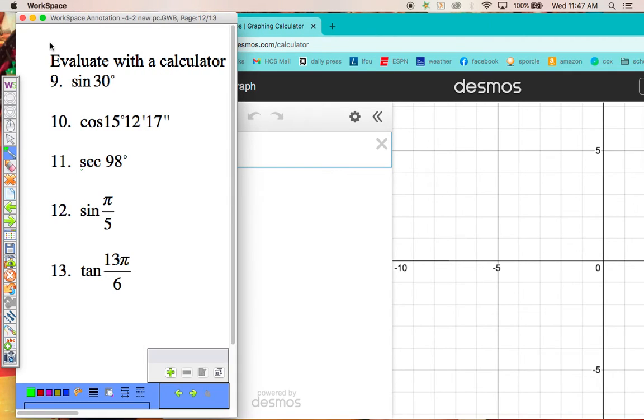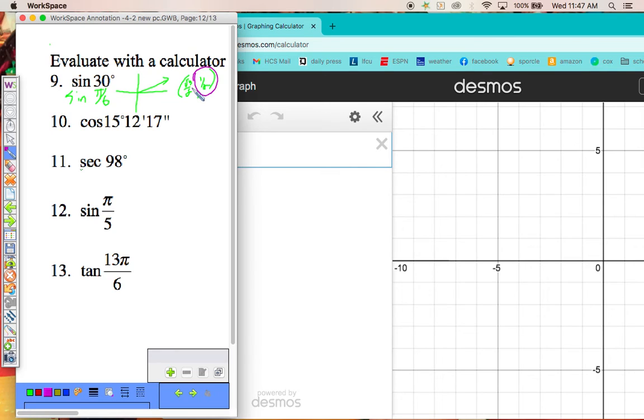Sine of 30 degrees. A 30-degree angle is going to be here, which is the same as pi over 6. Okay, we're going to get to the calculator in a minute. 30 degrees and pi over 6 are the same. We know that pi over 6 is square root of 3 over 2, 1/2. So the sine of pi over 6 is my y value, which should be 1/2.